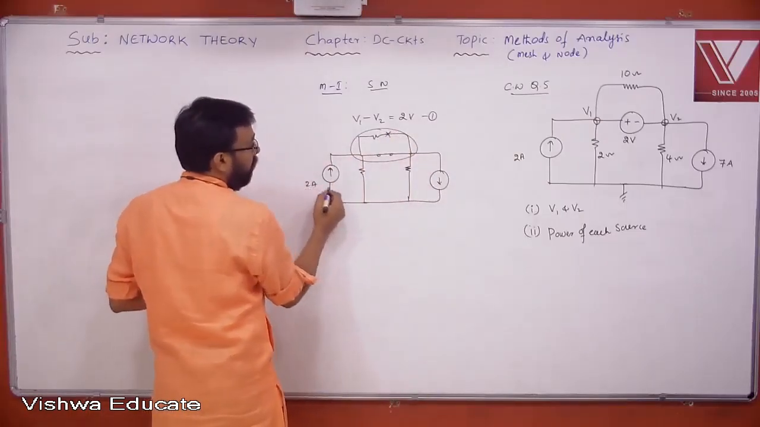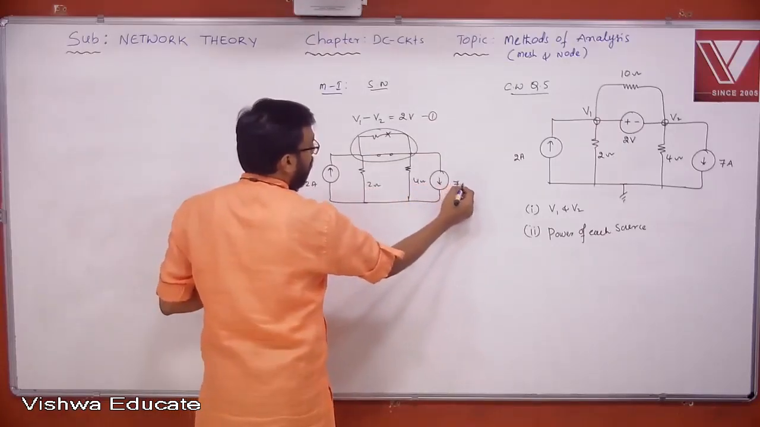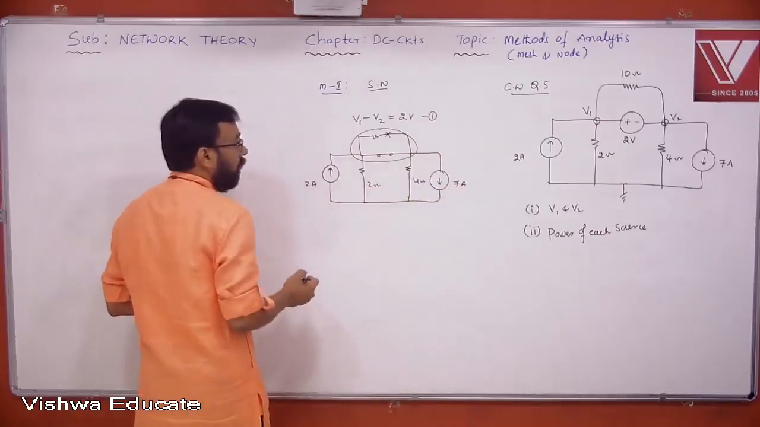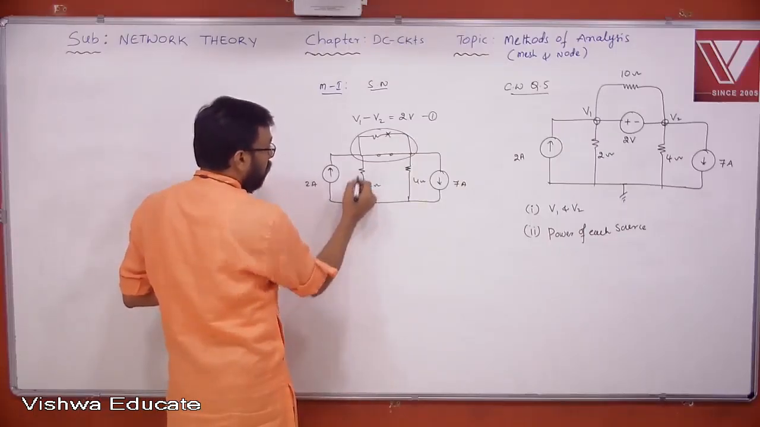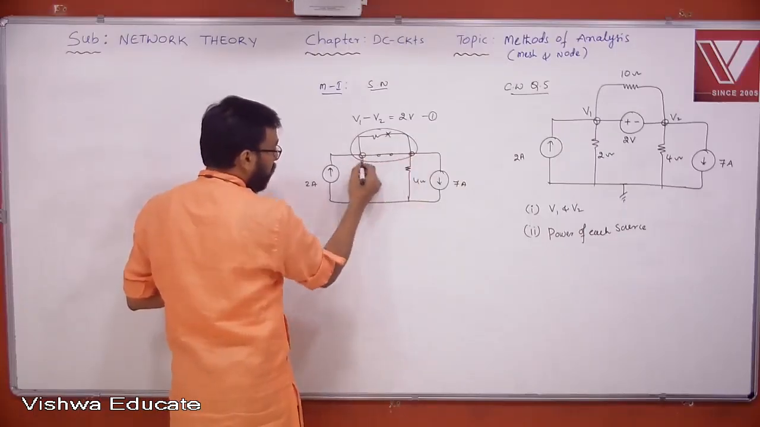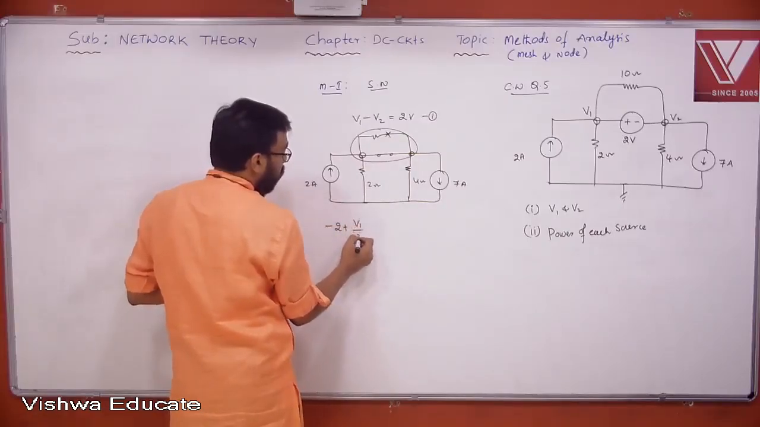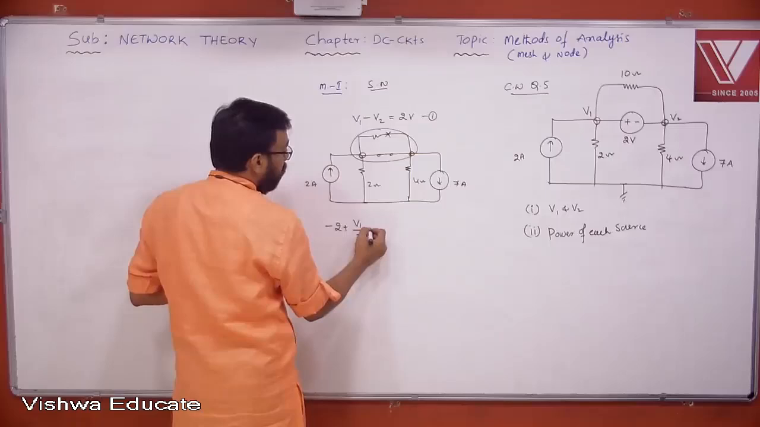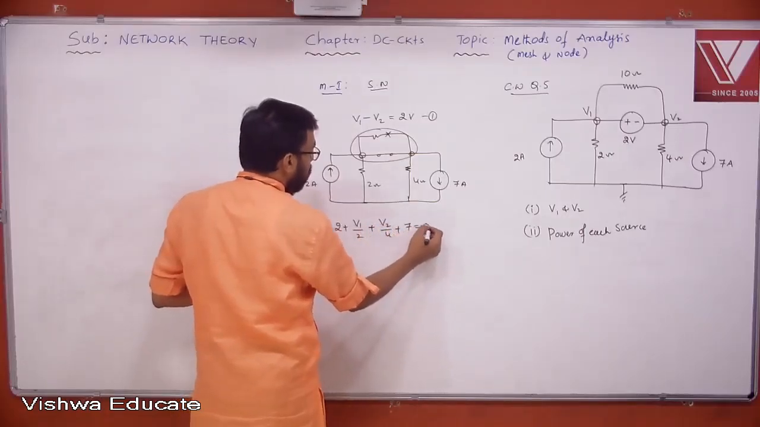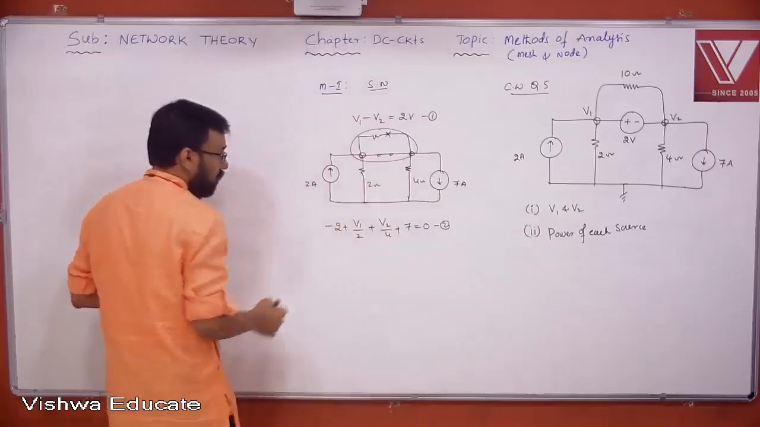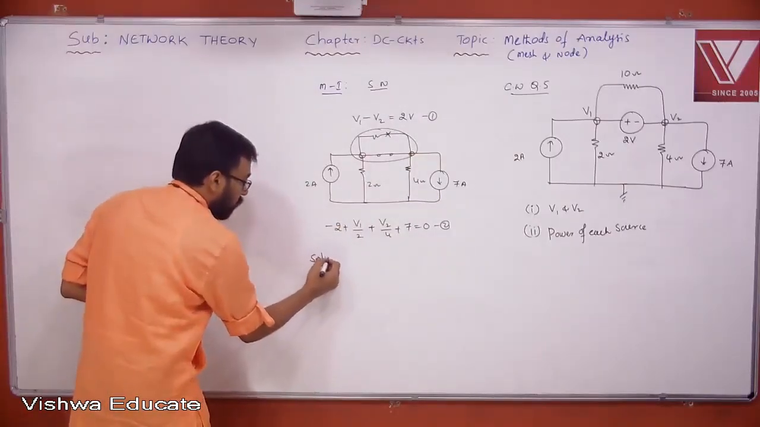This is 2 ampere. This is 2 ohm. This is 4 ohm. This is 7 ampere. Now what do you get here? The equations. This is V1, this is V2. Previous branch voltage you are supposed to maintain. Minus 2 plus V1 by 2 plus V2 by 4 plus 7 is equal to 0. Just solve these two equations, then you will get V1 and V2.